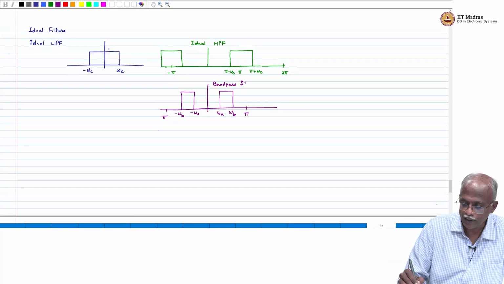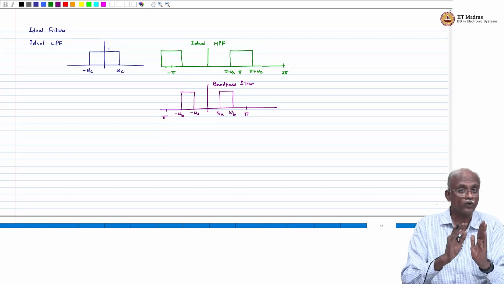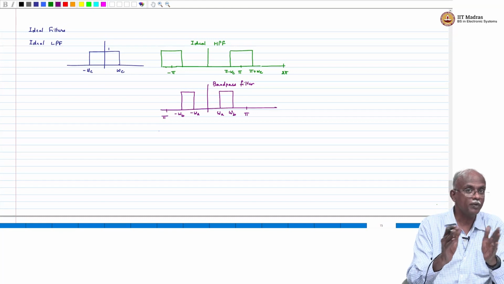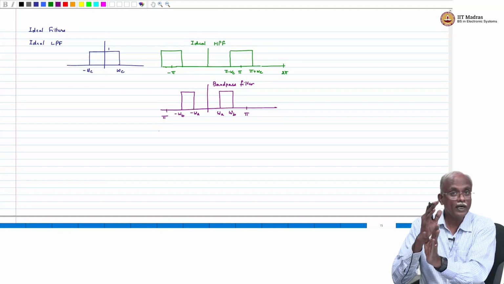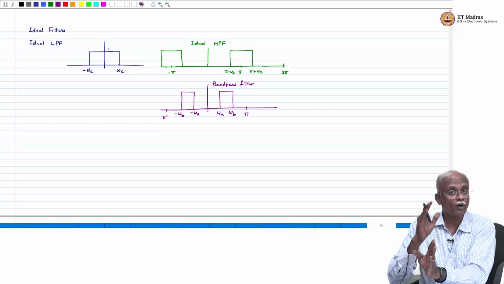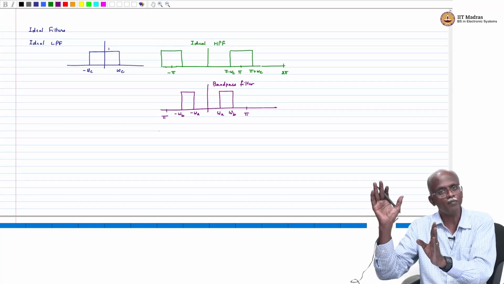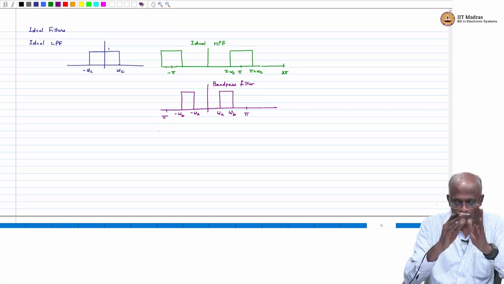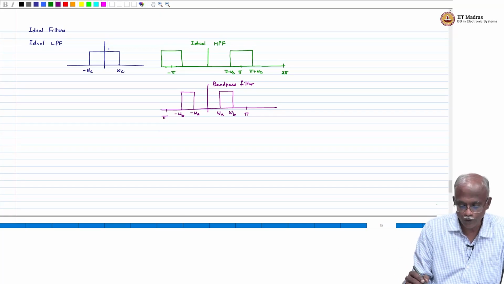Band pass filter. Okay, if omega A becomes 0, then this band pass filter becomes a low pass filter. On the other hand, if omega A is not equal to 0, but omega B becomes equal to pi, then this band pass filter becomes a high pass filter. So again, think of it as omega A and omega B being in the range from 0 to pi.